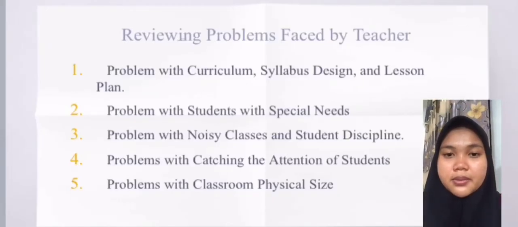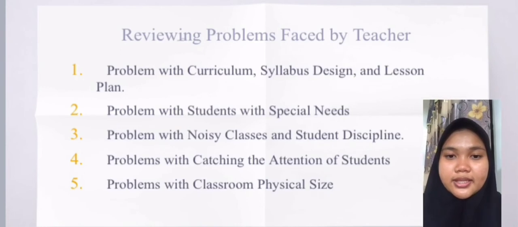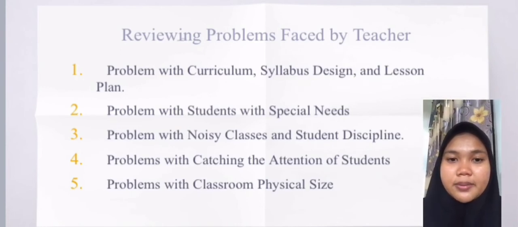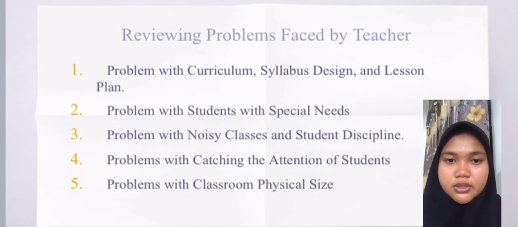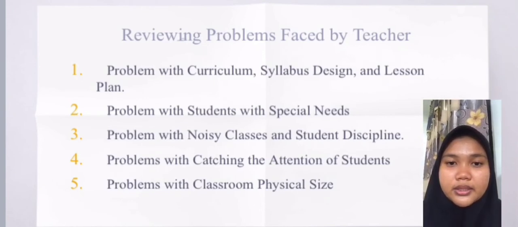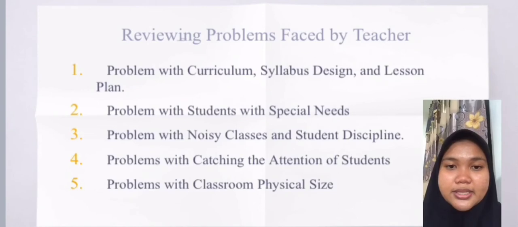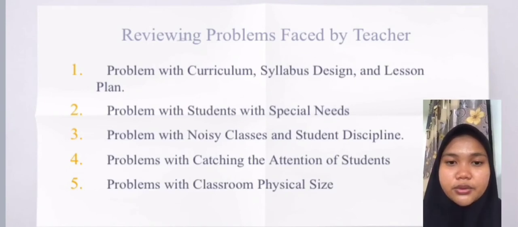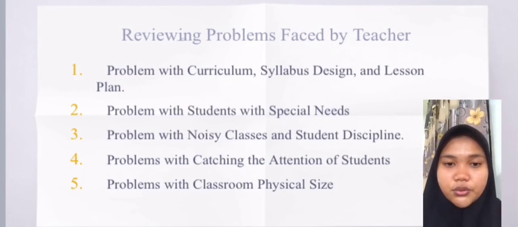The first is problem with curriculum, syllabus design, and lesson plan. At school-based Islamic school, English syllabus and lesson plan were oriented on the combination of KTSP and Islamic character curriculum. The teacher admitted that this combination gave her problems about how and where to put the character points in the lesson plan, as demanded by the Islamic character curriculum. This, she said, was due to the absence of a standard form of lesson plan from the school.